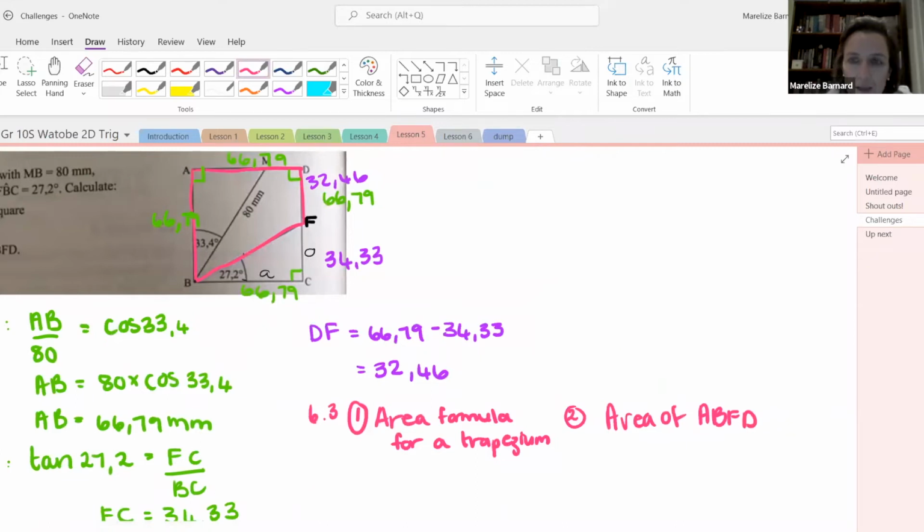So what Corinne's saying is we can calculate the area of ABFD by saying the area of the square, let me call it area because we're working with area, so the area of the square minus the area of the triangle. So the square is ABCD minus the triangle BFC.